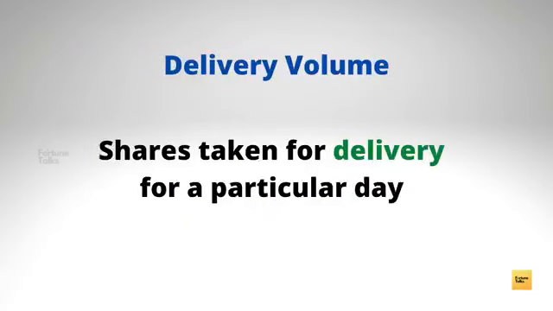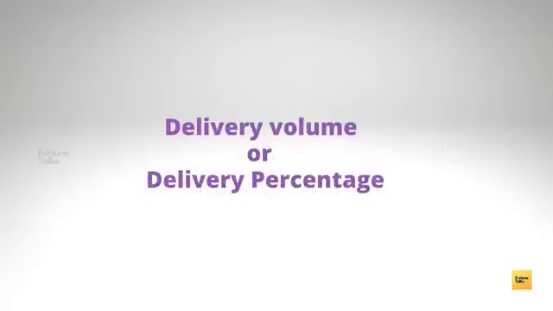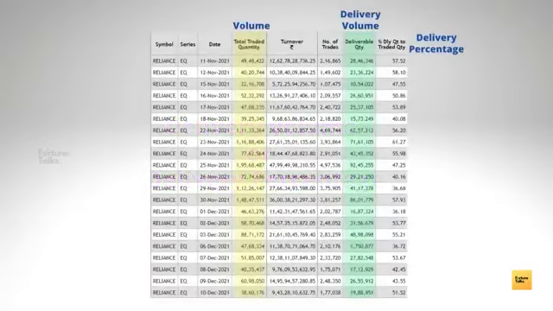Now, delivery volume is the volume of the stock delivered to actual buyers out of the total traded volume, or in simple terms, the shares which were taken as delivery for the particular day. And here, we need to go through both these parameters, because the delivery volume would also include the BTST trades, that is, buy today, sell tomorrow trades, which will not give the correct picture. So we also had to keep an eye on the delivery percentage. But now, since the BTST trades are stopped, we can consider any one of them.